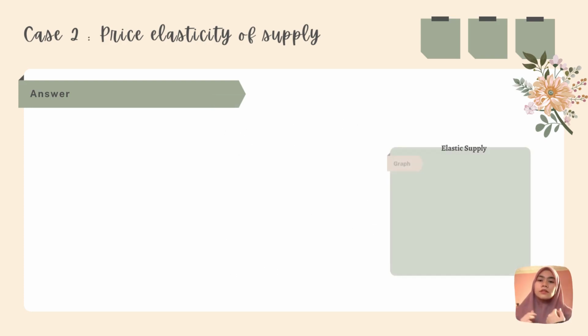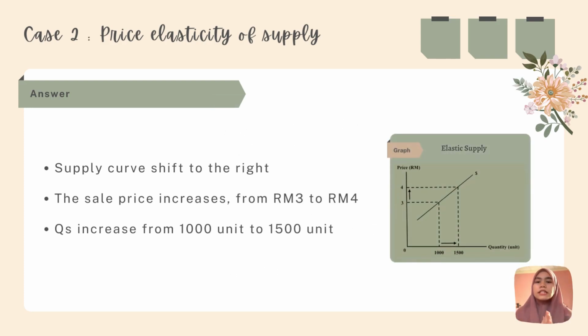1500. Based on the graph, the supply curve will shift to the right because the sale price increased from 3 ringgit to 4 ringgit and the quantity supplied will also increase from 1000 units to 1500 units. At 3 ringgit, the quantity supplied will be 1000 units. And when the price is at 4 ringgit, the quantity supplied will be 1500.